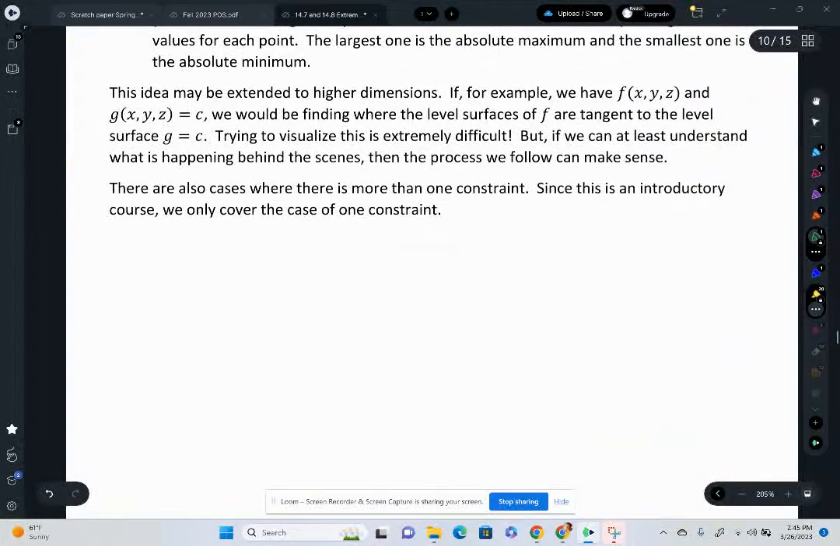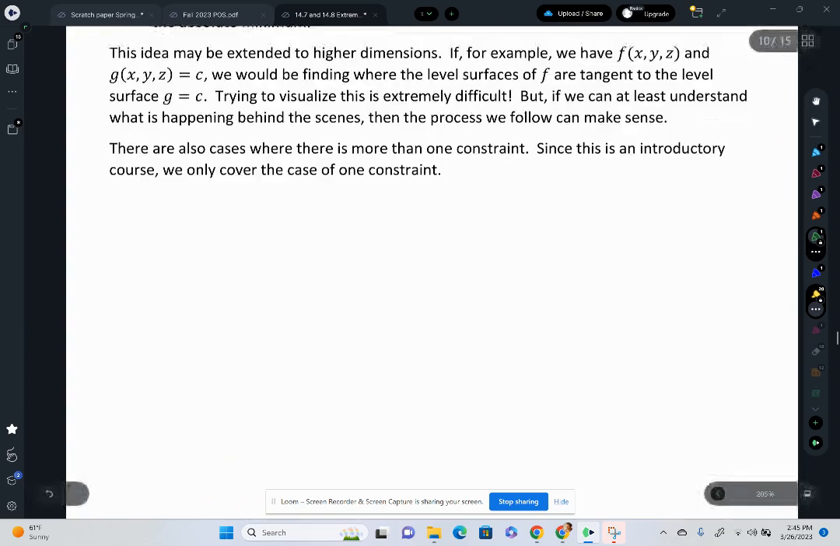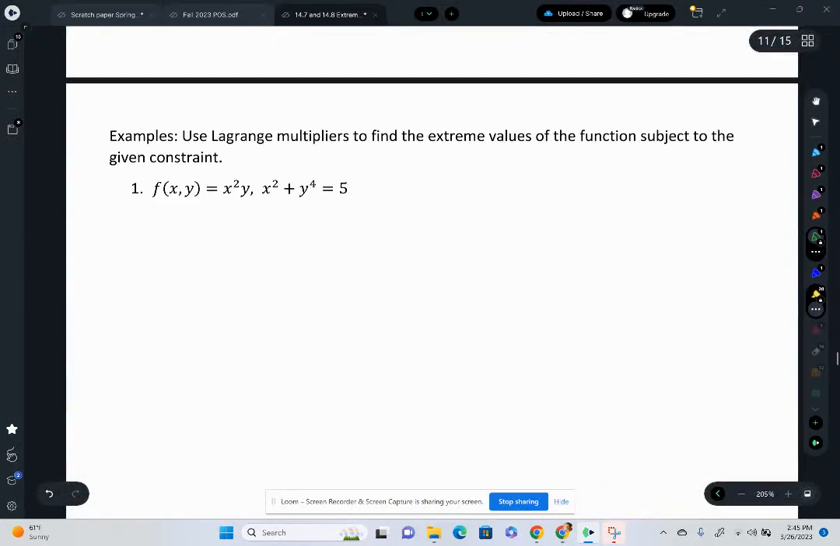There are also cases where there's more than one constraint. There can be multiple constraints. Because this is an introductory course into multivariate functions, we're not going to do more than one constraint. All right, so let's start with an example.